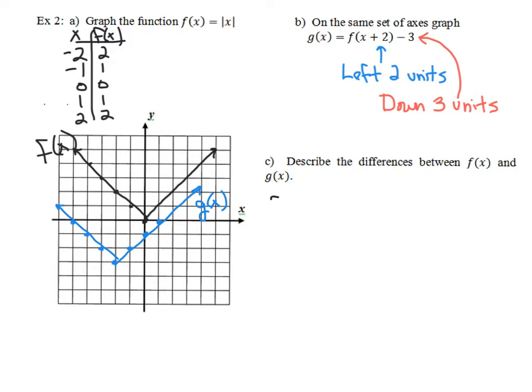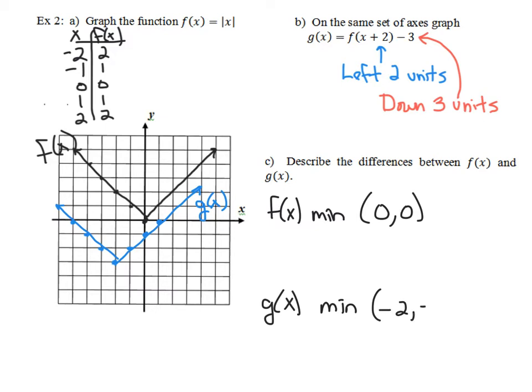First of all, for the f of x graph, I know that it's got a minimum point at the point 0, 0. But g of x has its minimum... If I take that point 0, 0 and go to the left 2 and down 3, its minimum is going to be at the point -2, -3. These will help me to identify the domain and range for this graph.